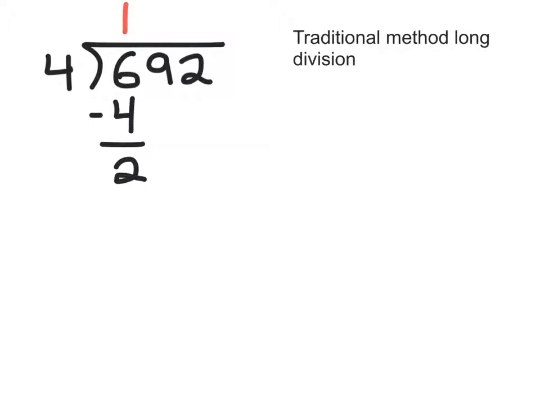Now, in the traditional method, you always have to remember to bring down the next available number. So the 9 comes down by the 2, and I have 29. Now I think to myself, 4 times what number gets me close to 29 without going over? Well, I know that 4 times 6 is 24. But 4 times 7 is even better. 4 times 7 is going to give me 28. And then I subtract that. 29 minus 28 gives me 1.